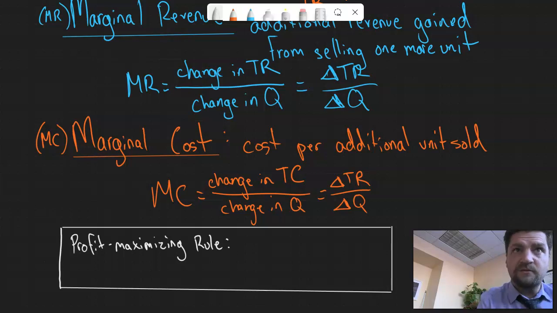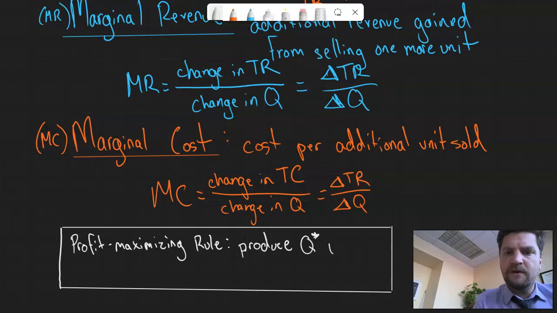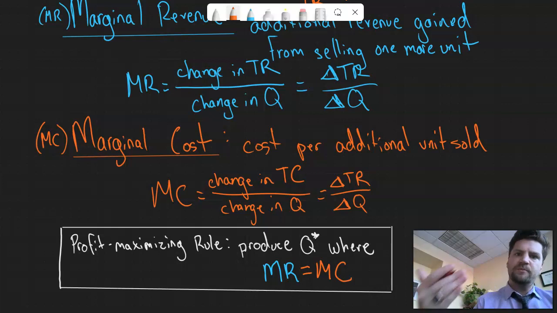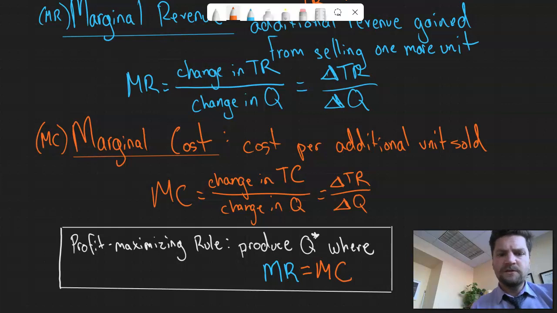And the profit maximizing rule states that in order to maximize profit, you should produce a quantity, right, Q star, where the marginal revenue is equal to the marginal cost. So we want to produce up until the point where the marginal revenue is equal to the marginal cost. So let's do a quick example.